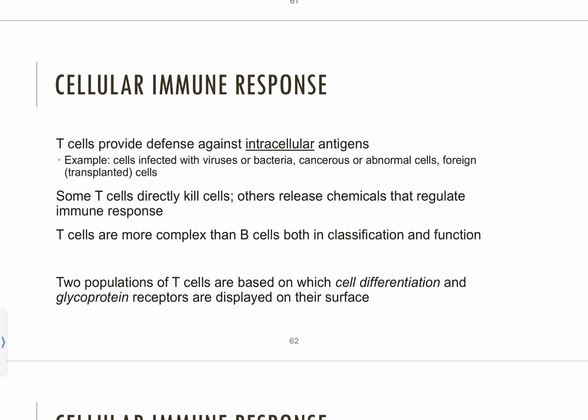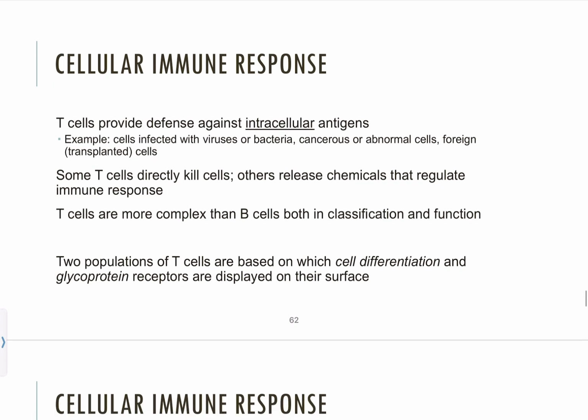Instead, they're going to respond to antigen fragments that are presented on the surface of the cells by those MHC, or major histocompatibility complex proteins that we talked about previously.